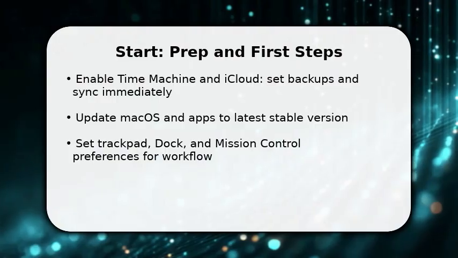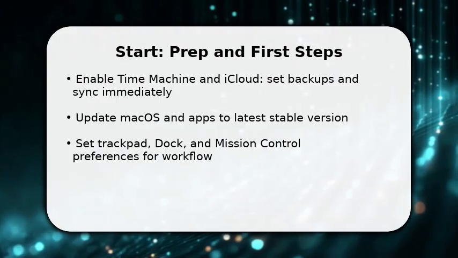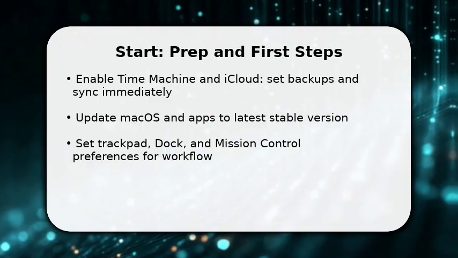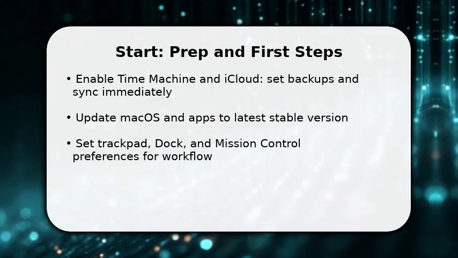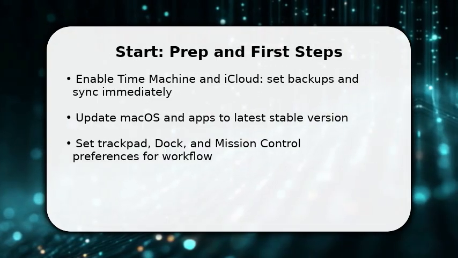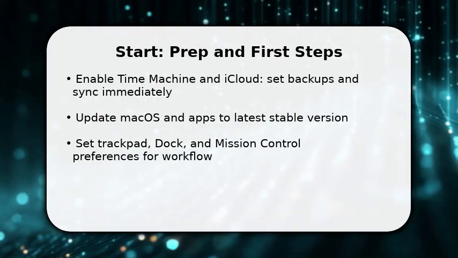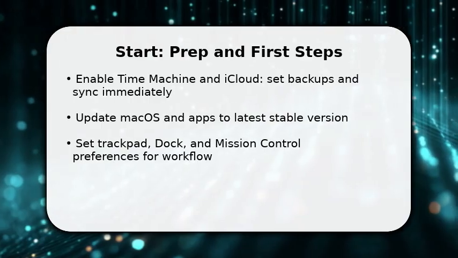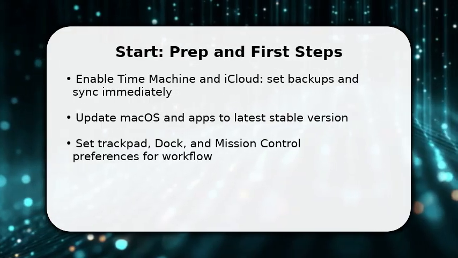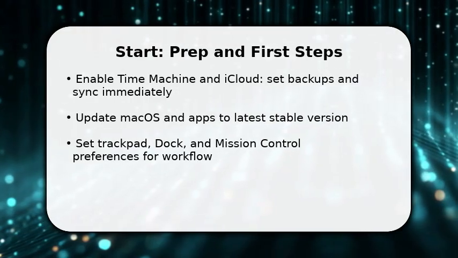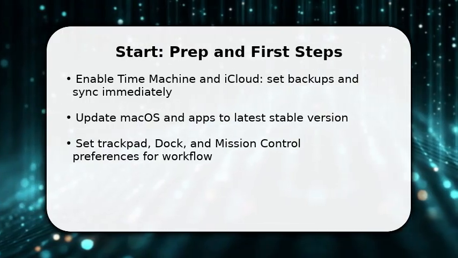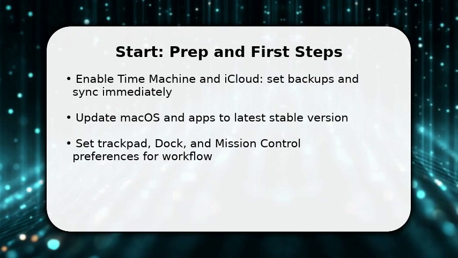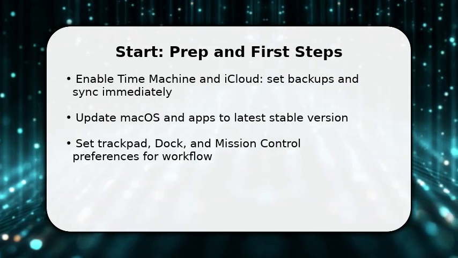You begin by ensuring backups and updates are in place so you can experiment without risk. Turn on Time Machine and iCloud, then run software update. This prevents surprises. Next, customize dock size and position, enable three-finger gestures in trackpad settings, and open Mission Control to assign apps to desktops. Once done, create a focused desktop for key apps. These first actions save time and make later automation reliable, so make sure to verify backups before moving on.